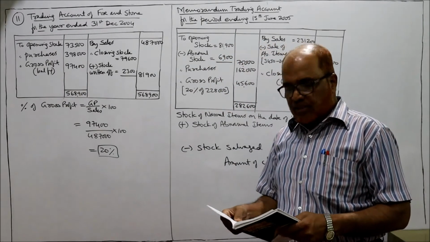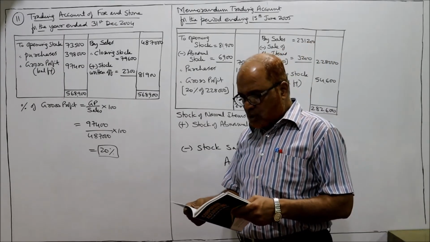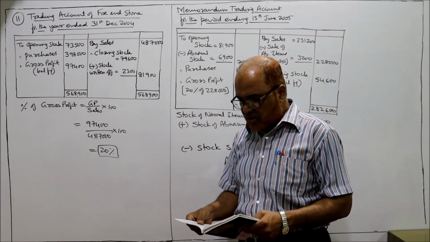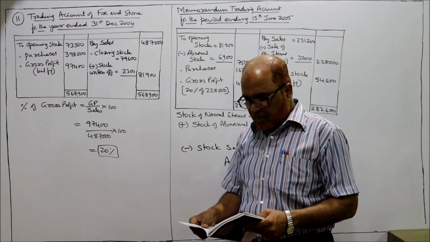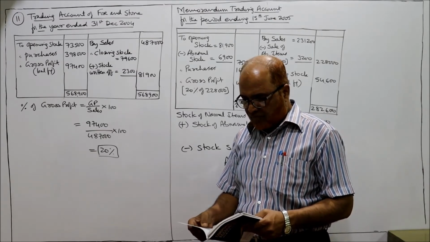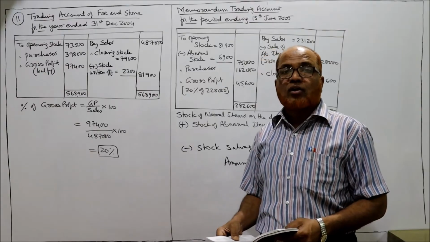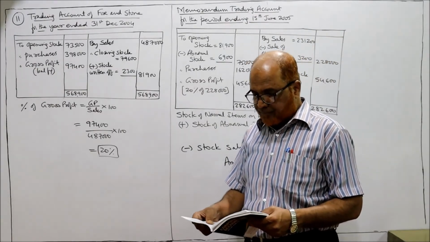11th problem. See the students, 11th problem. On 15th June 2005, the premises of fire and stone were destroyed by fire, but sufficient records were saved from which the following was ascertained. The date of fire 15th June 2005.